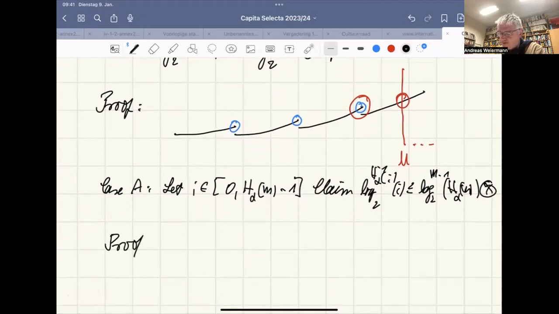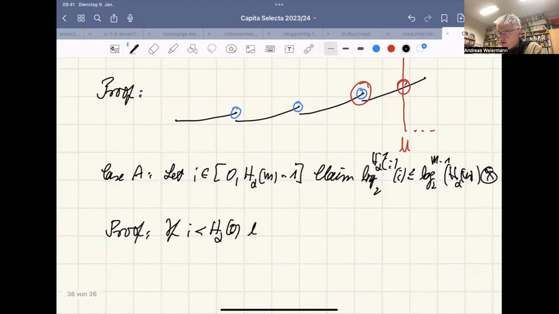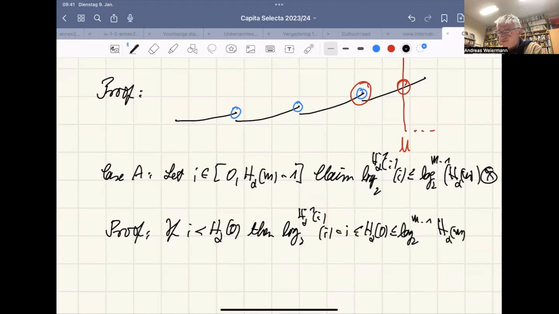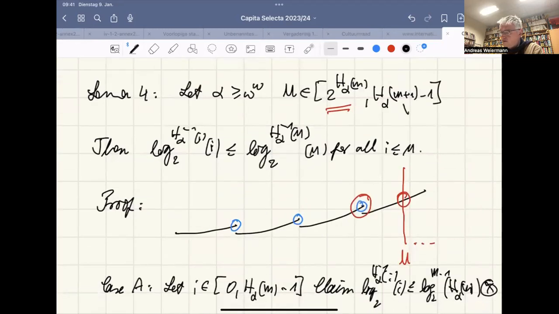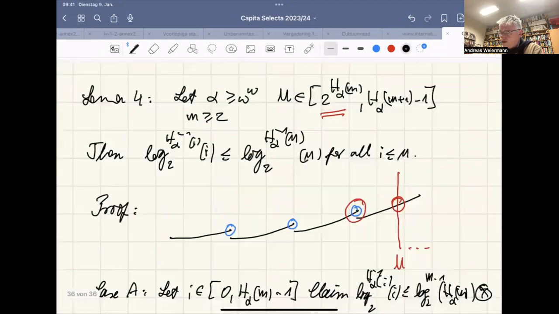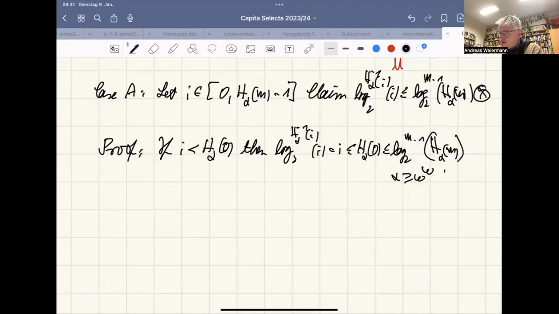Well, proof by verification. If I is in the beginning, so it's bounded by h alpha of 0, then log 2 h alpha inverse of I is just I, because this inverse function here gives 0. This is of course bounded by h alpha of 0, bounded by log 2 of m minus 1 of h alpha of m, since alpha is at least as big as omega to the omega. Well, we assume that m here, just to avoid pitfalls, is at least as big as 2, then there's no discussion. So that's fine. So this is by lemma 1.